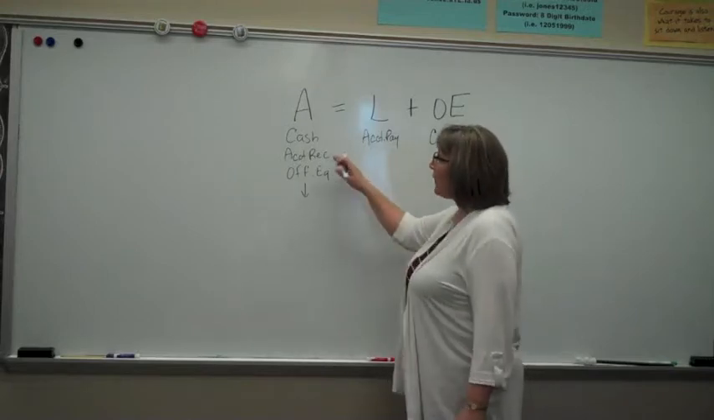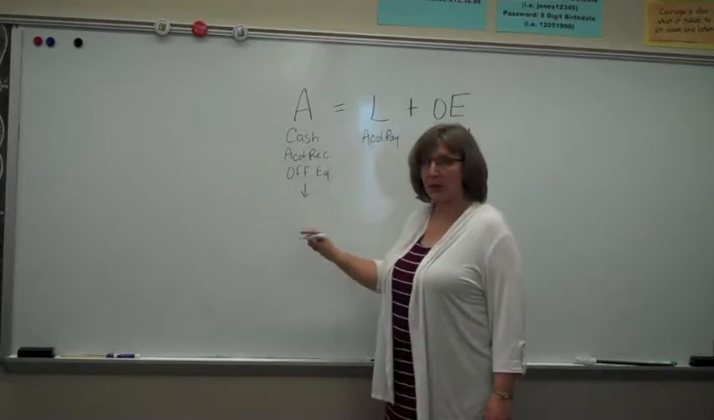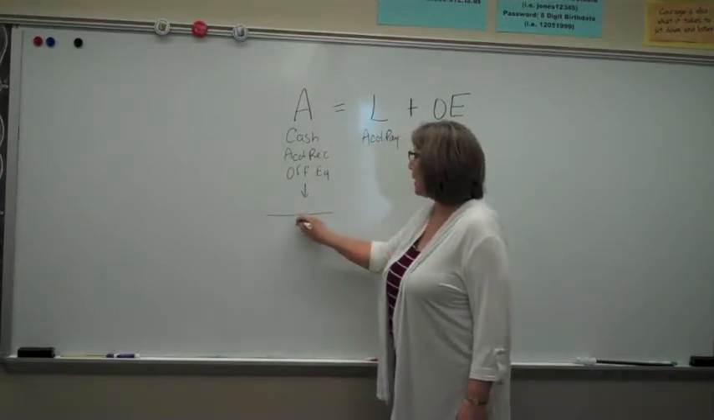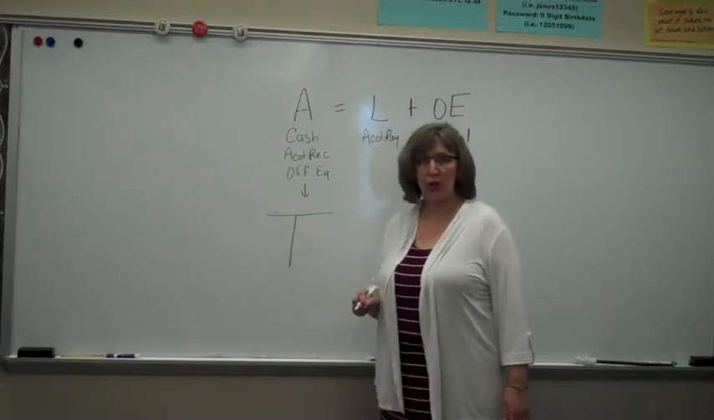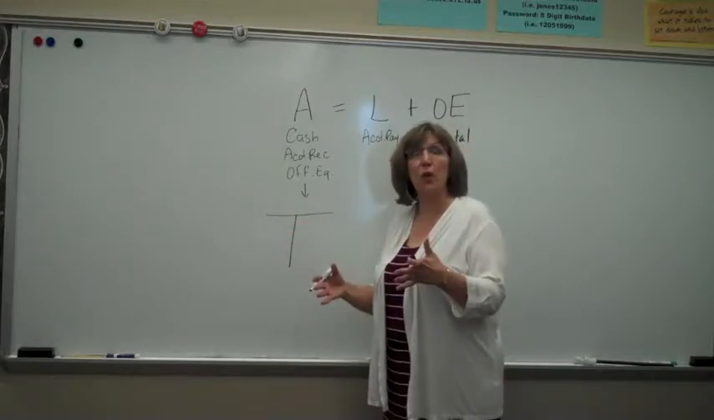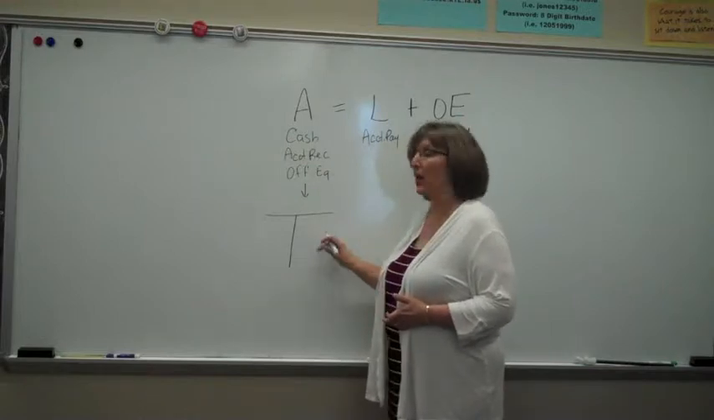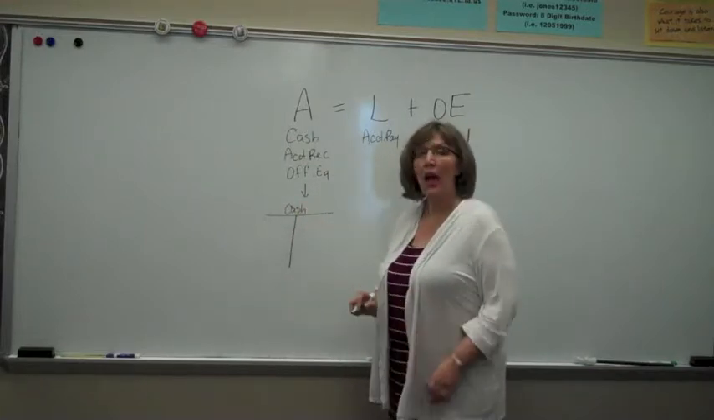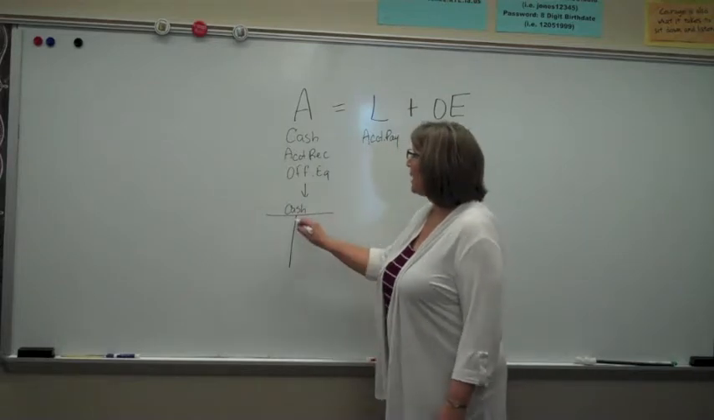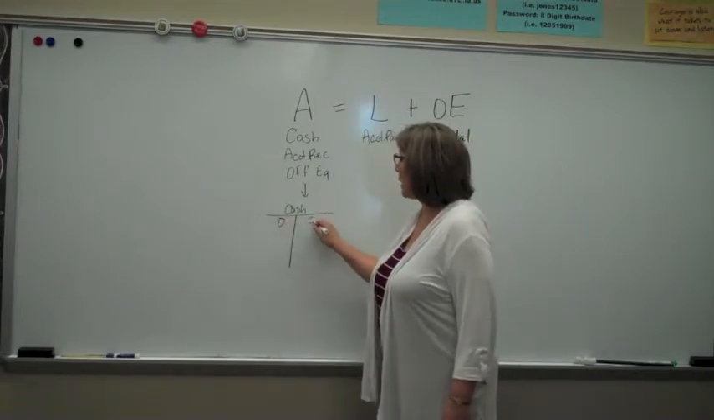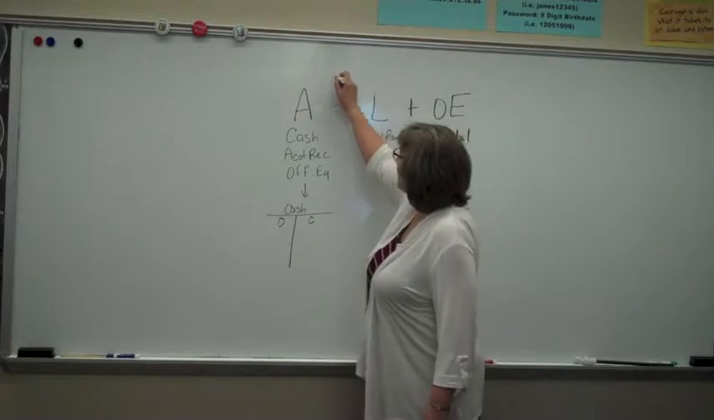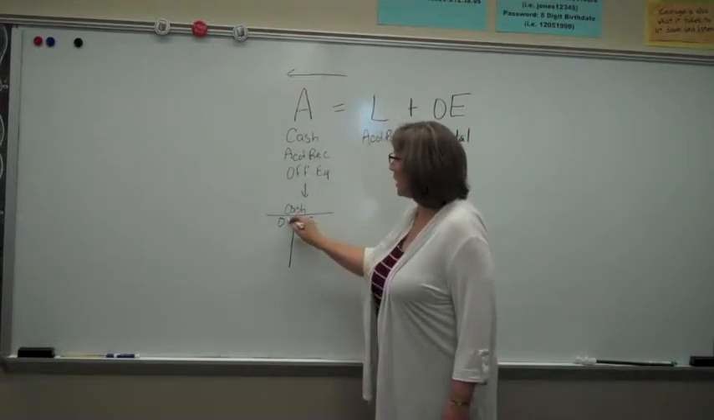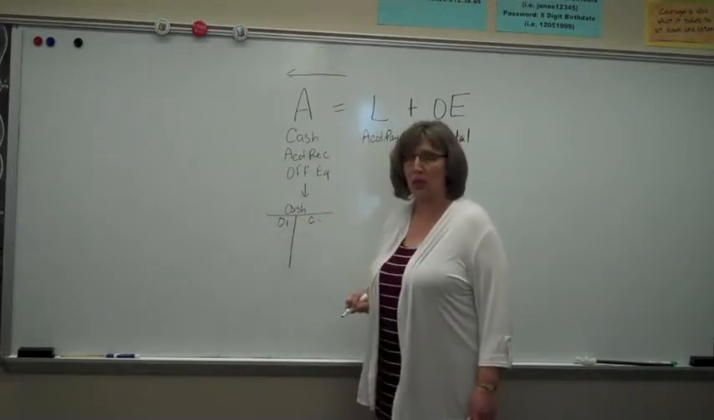And we know that for every account that we have in the assets, it'll have its own record. It'll be an accounting form that will be set up similar to our T accounts. You'll put the name, such as cash or whatever asset we might have. And it has a debit and a credit side. Because it's on this side of the equation, we increase the debit side and decrease the credit side.